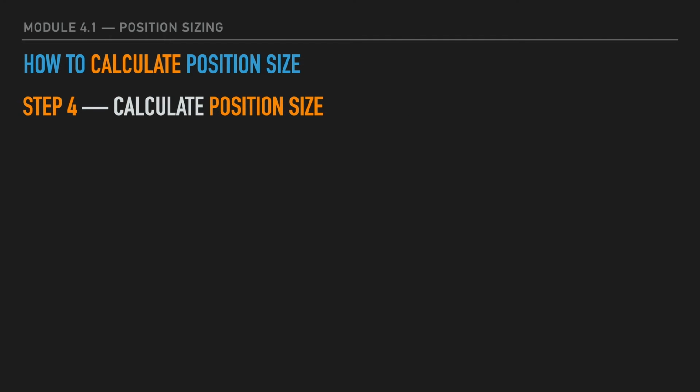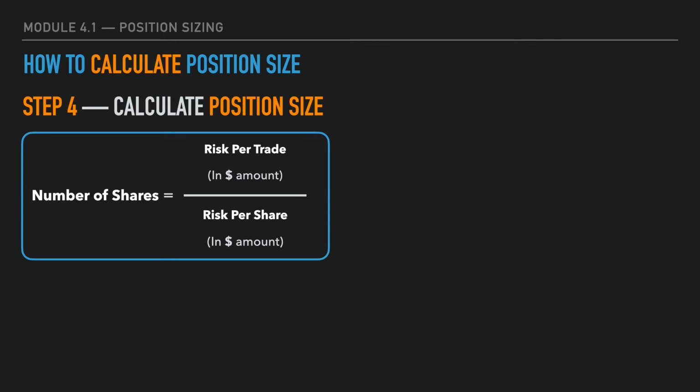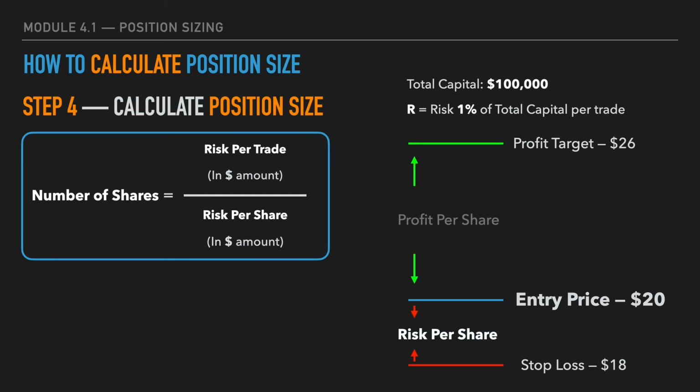And the final step is to calculate the position size. So here's the formula. The number of shares you are going to buy is the value of your risk per trade in dollar amount divided by the risk per share in dollar amount. Alright, let's go back to the same example and do the calculation together.